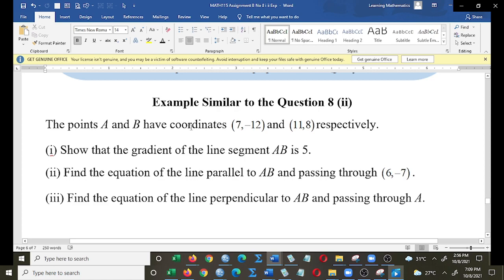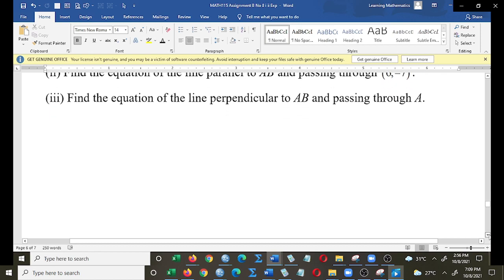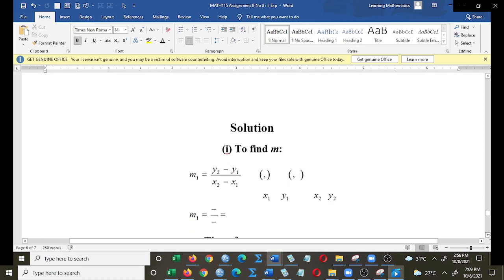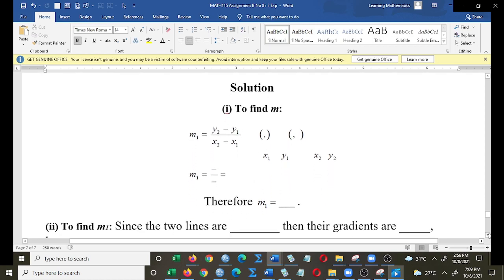The points A and B have coordinates (7, -12) and (11, 8) respectively. Show that the gradient of the line segment AB is 5. We have to show that the gradient of that line is 5. How do we show that? We use that formula to find gradient, isn't that so?